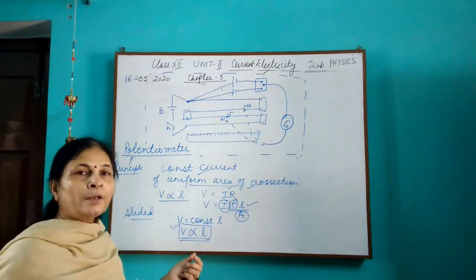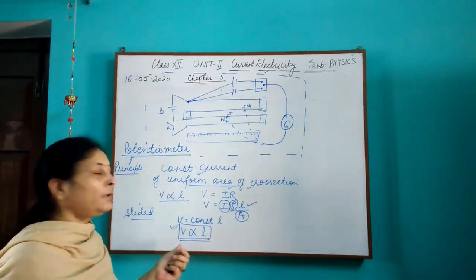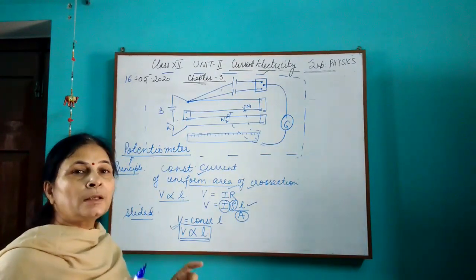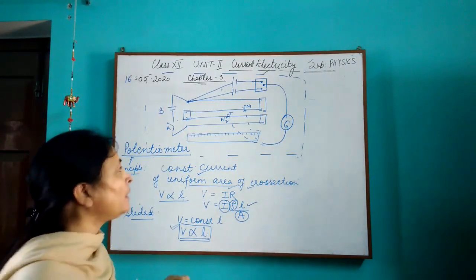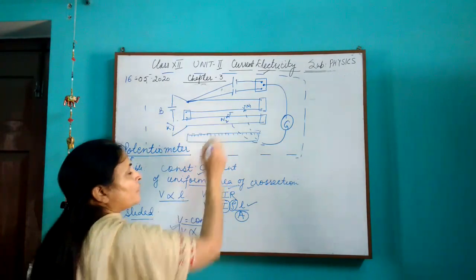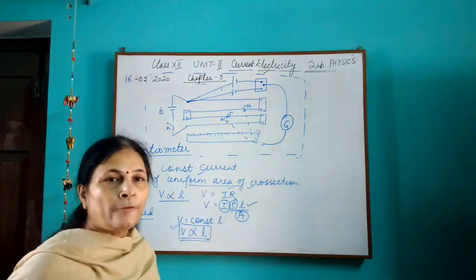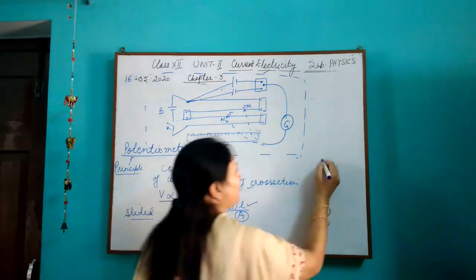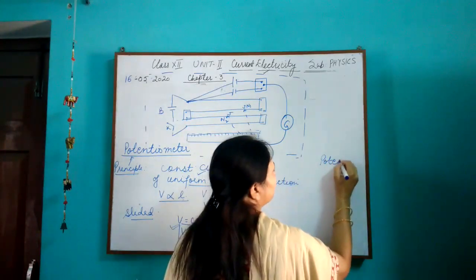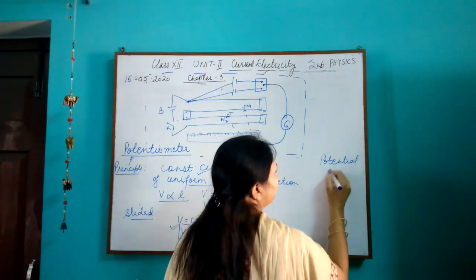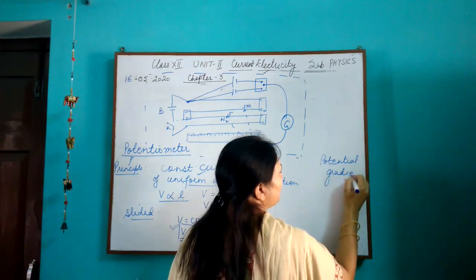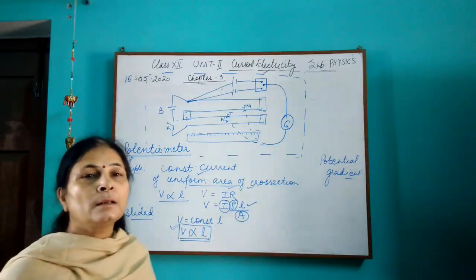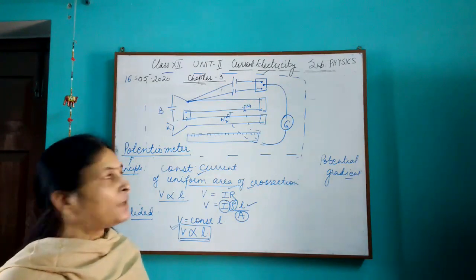So the important application is this, that we will not slide the jockey on the wire. It has to be taken very smoothly on the wire and smoothly touched to get the zero deflection. So this is the principle. One more term, potential gradient. That is the change in potential per unit length. That is the potential gradient.